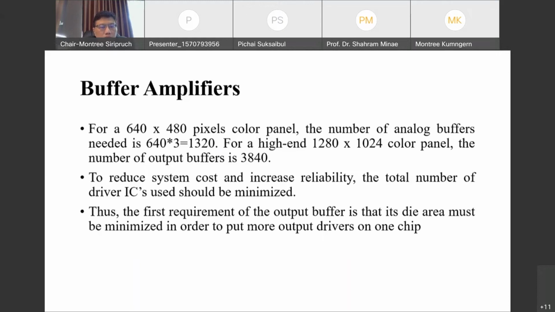For example, if you need a white color, you need to turn on red, green, and blue LEDs together. If you turn off all the 3 LEDs, you will obtain a black color. So you need more than thousands of output buffers. So power consumption, die area, and speed are very important parameters in such circuits. In order to reduce the system cost and increase the reliability, you should use as high performance output buffers as possible.